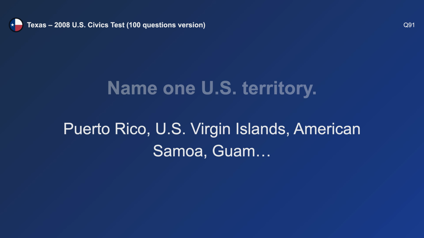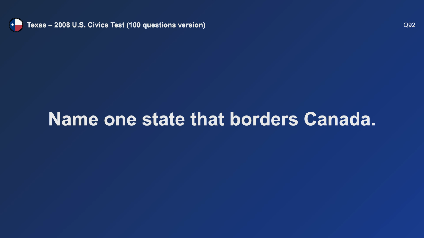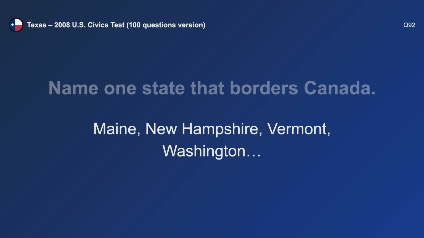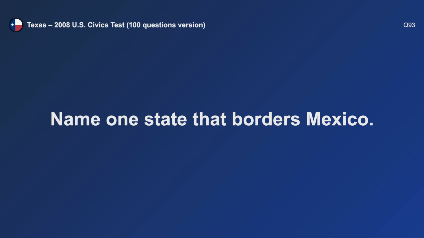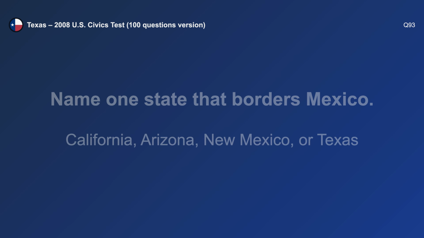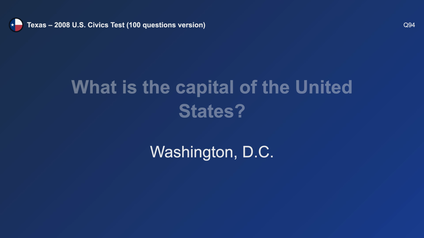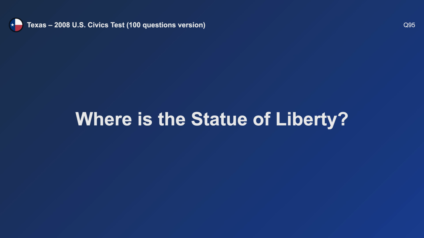Puerto Rico. Name one state that borders Canada. Washington. Name one state that borders Mexico. California. What is the capital of the United States? Washington, D.C. Where is the Statue of Liberty?